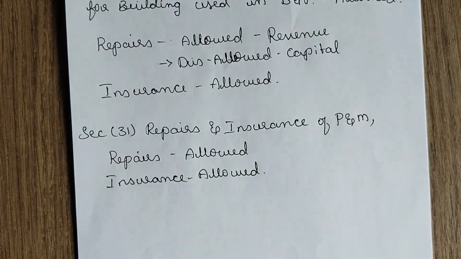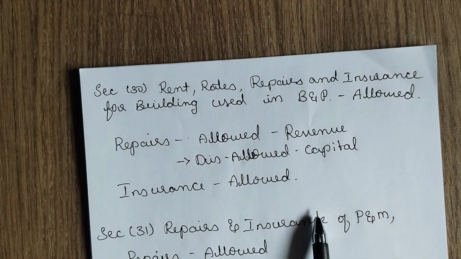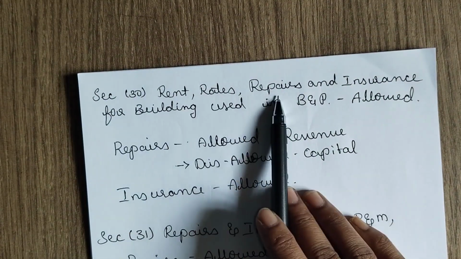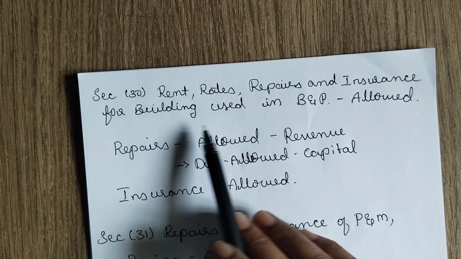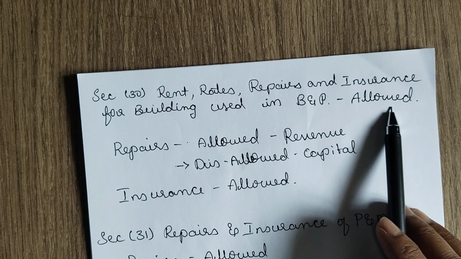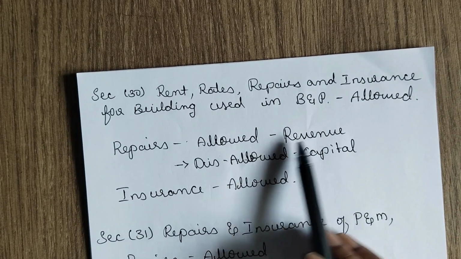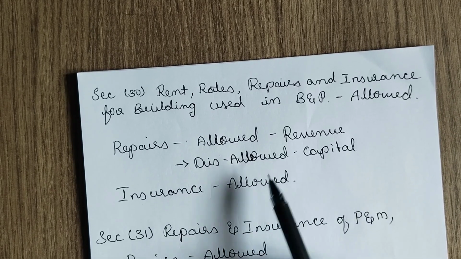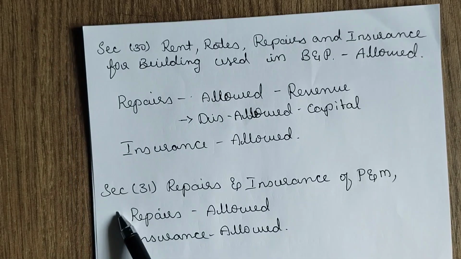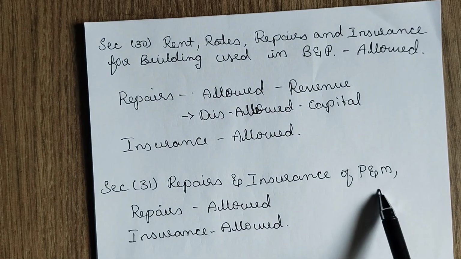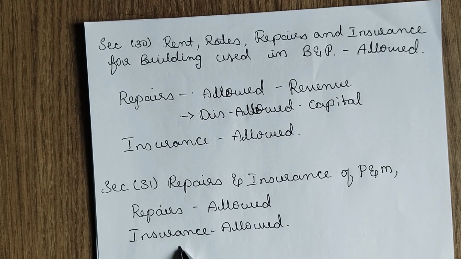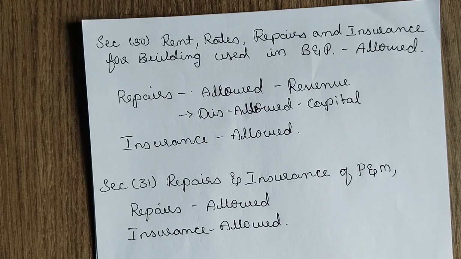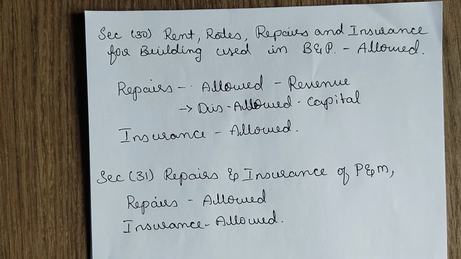And we have some other expenses which are allowed. That is section 30: rent, rates, repairs and insurance for a building used in the business or profession is allowed. Repairs of revenue nature will be allowed, capital nature is disallowed, insurance is allowed. Section 31, repair and insurance of plant and machinery: repairs will be allowed, insurance allowed. So these are about the expenses allowed and disallowed and the format of business income. Let us solve one question to understand in depth.